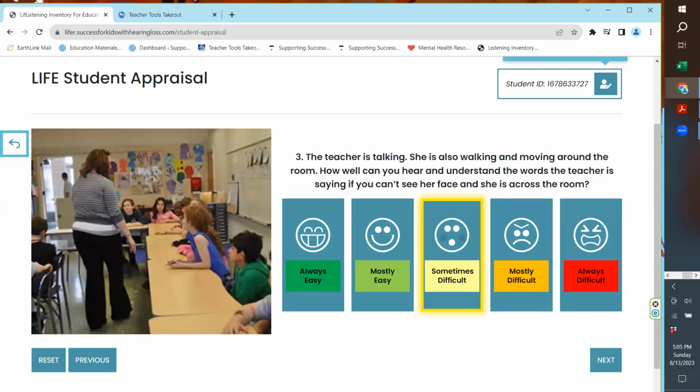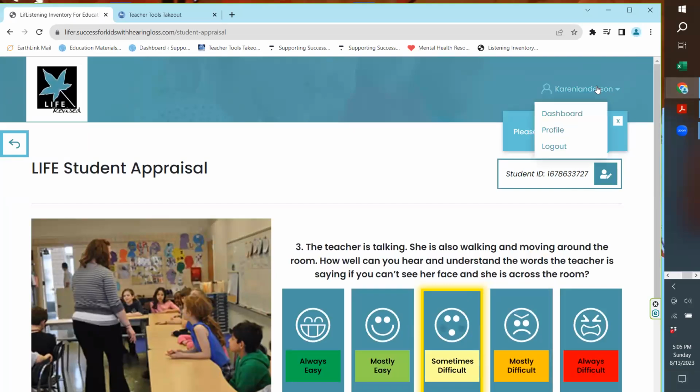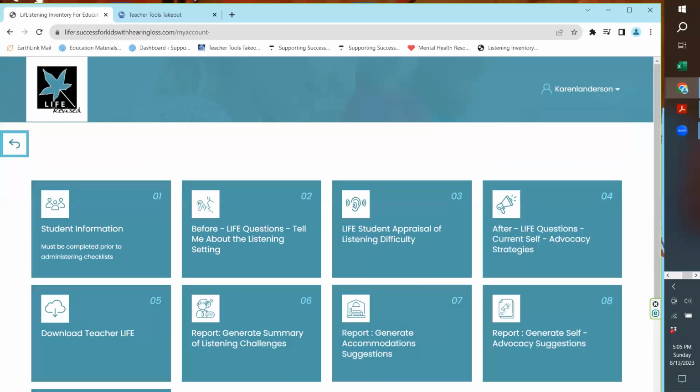So they go through. Now, the first 10 questions relate specifically to listening in the classroom setting, listening to the teacher. And then the other 5 are more like group listening in small group, listening in an assembly, listening to announcements, that sort of thing. So you get the full gamut of the classroom listening challenges. All right, that's the life student appraisal. Okay, I'm going to go back to the dashboard.